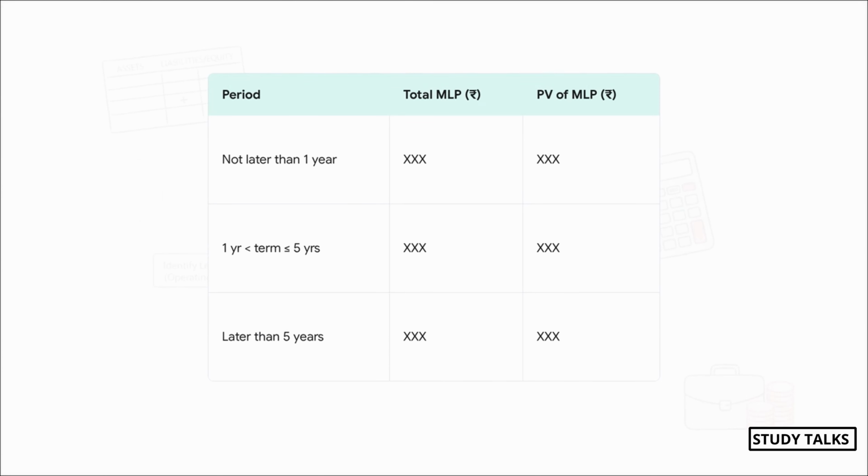And this is what that reconciliation disclosure actually looks like. It's just a simple table that breaks down the future minimum lease payments into different time buckets. Payments due within 1 year, then between 1 and 5 years, and finally, anything due after 5 years. It just gives anyone reading the financial statements a really clear picture of the company's future cash commitments for these leases.